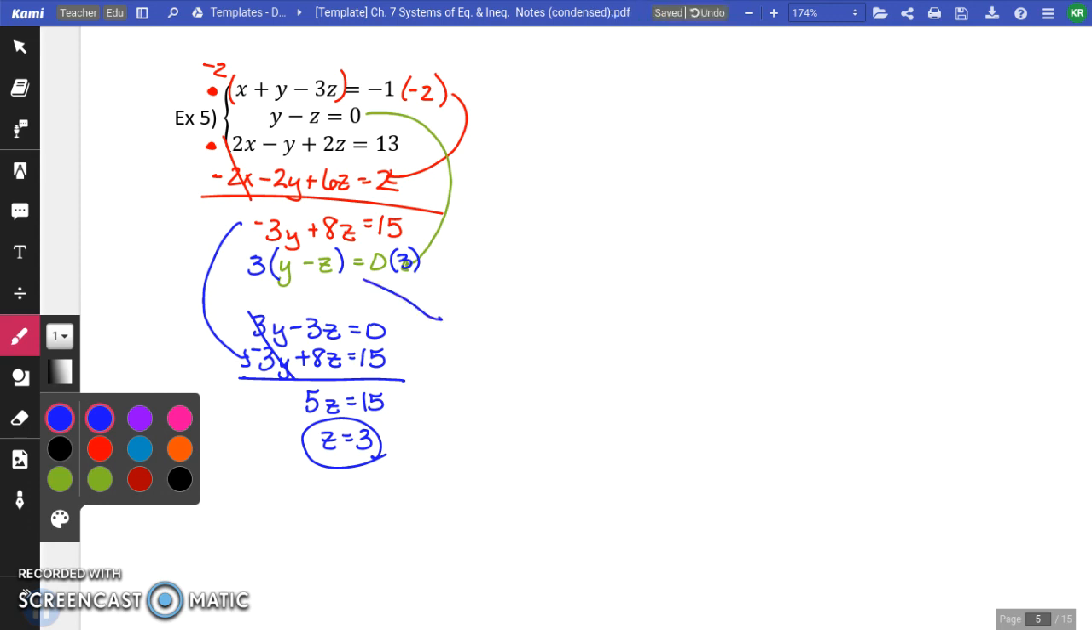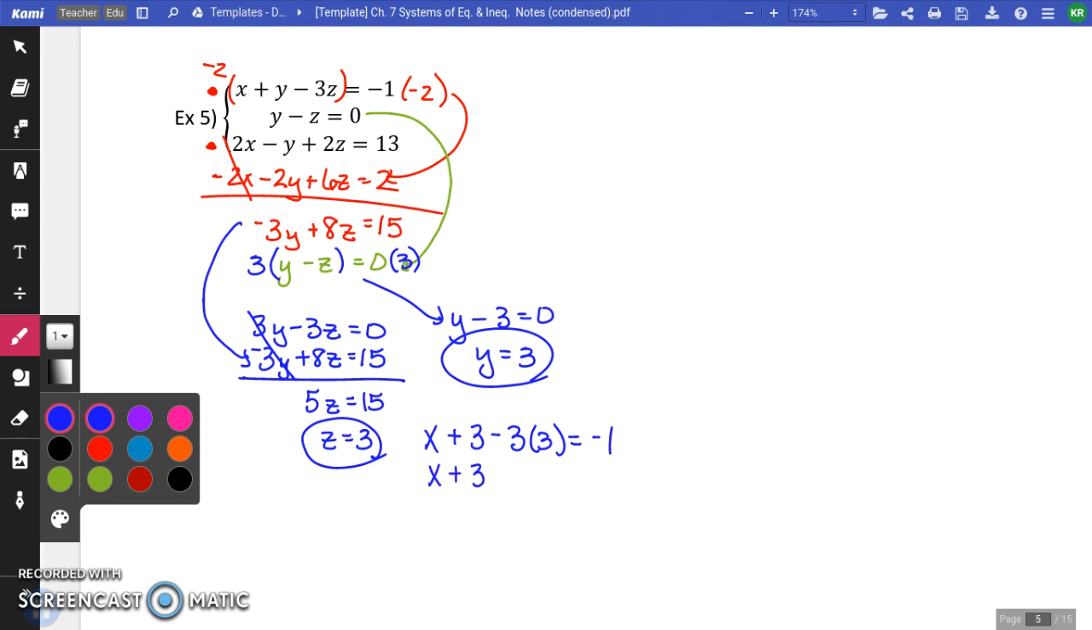I think I'll use this one. So I'm going to have y minus my z equals 0. So y is going to be 3, and now I can go back to one of my originals. I'm going to put this one in the first equation. And I get x is 5. So I have the ordered triple, 5, 3, 3.